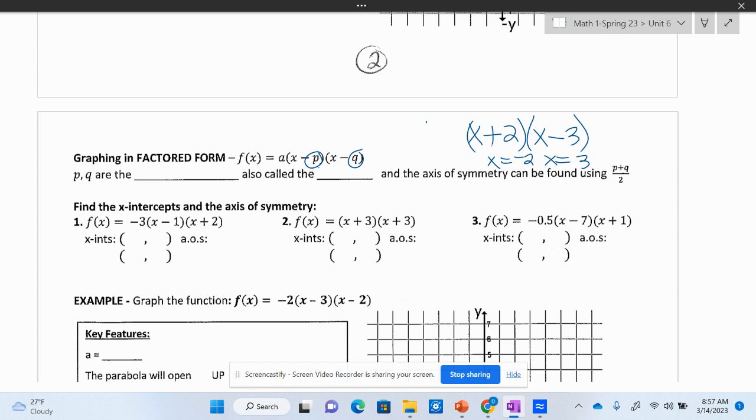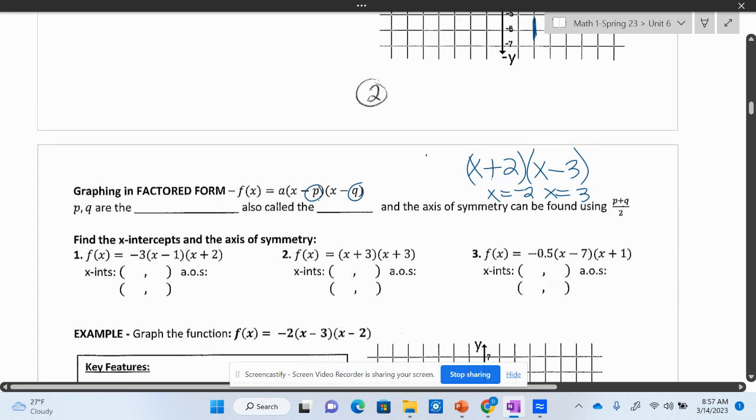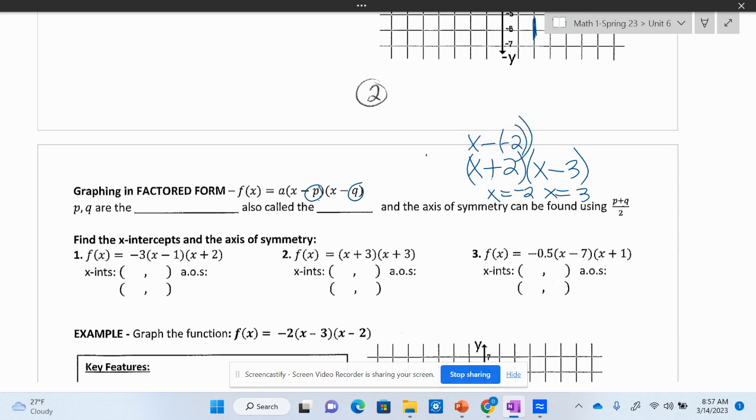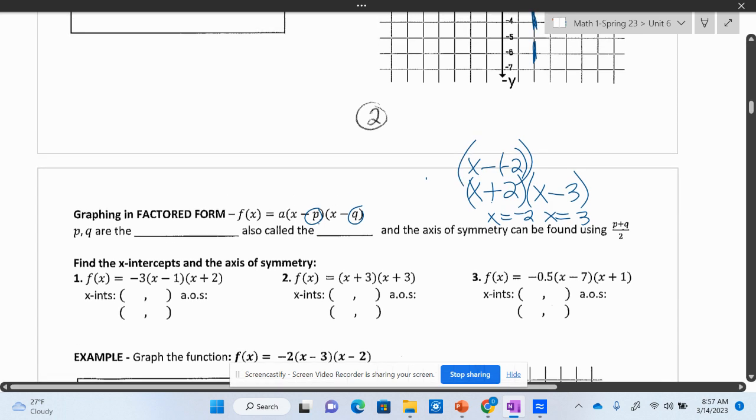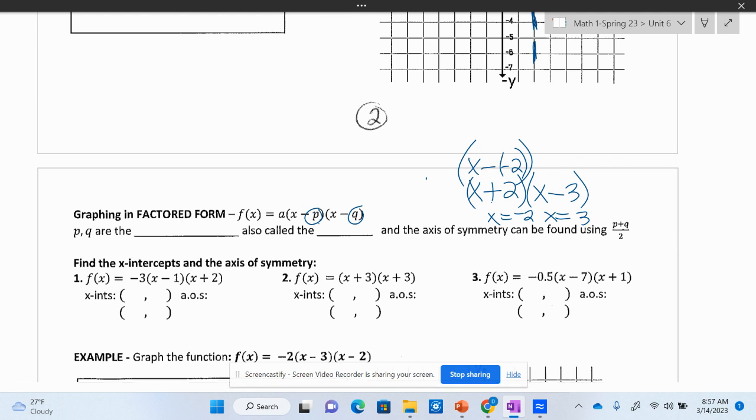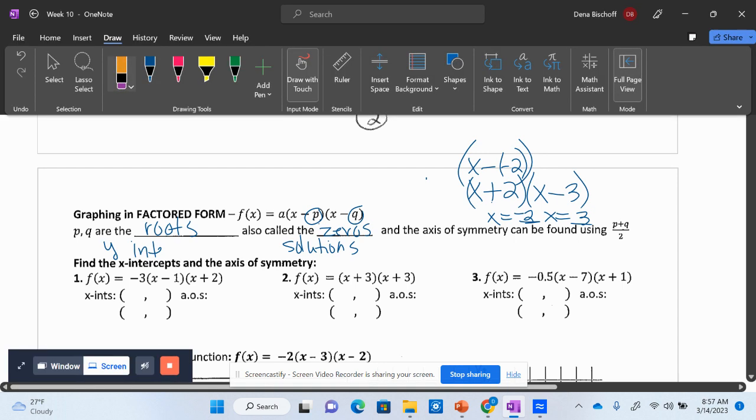Notice that x plus 2 is the same thing as x minus -2. Do you guys see that? That's why this happens. So these p and q, these two numbers that we have right here, are called the roots, or the zeros, or the solutions, or the x-intercepts. All of those mean the same thing.